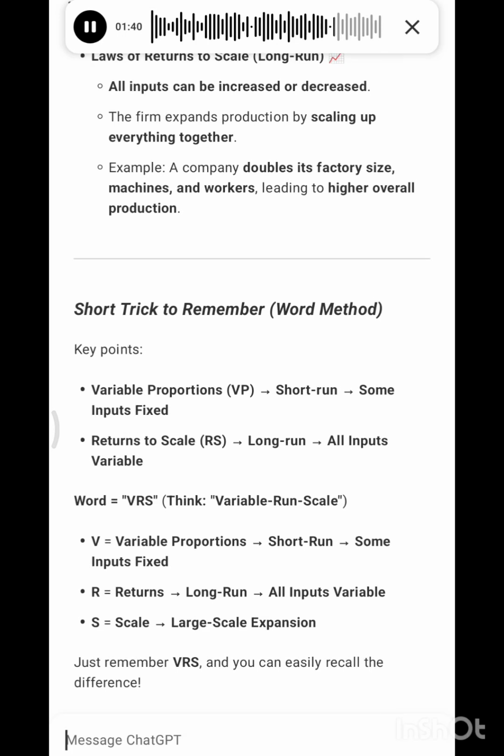Short trick to remember. Key points: variable proportions, VP, short run, some inputs fixed. Returns to scale, RS, long run, all inputs variable. Word equals VRS, think variable run scale. V equals variable proportions, short run, some inputs fixed. R equals returns, long run, all inputs variable. S equals scale, large scale expansion. Just remember S and you can easily recall the difference.